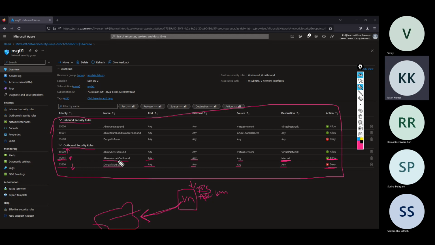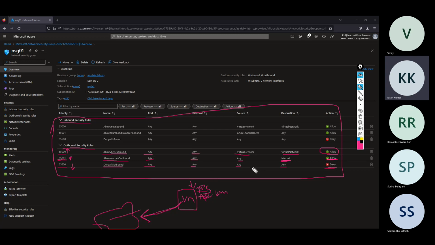65,001: Allow internet outbound, any port number, any protocol, any source, and the destination is the internet. And one more rule, allow VNet outbound, any port number, any protocol, virtual network to virtual network. That means in the Azure platform, any virtual network to any virtual network. If it is virtual network to virtual network communication, this network security group by default will allow it outbound, and we can communicate. It won't block it within the Azure platform by default.